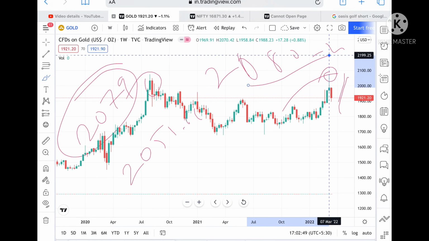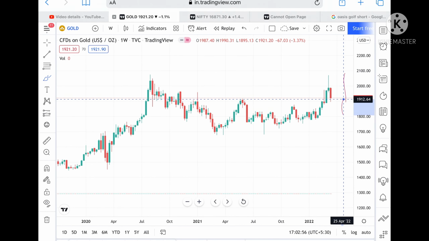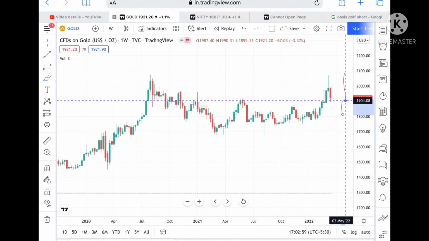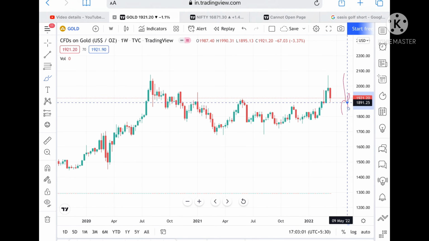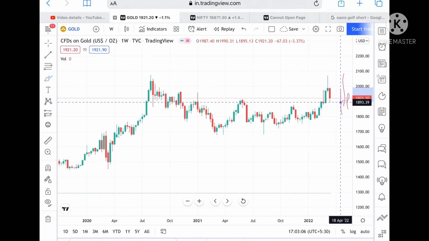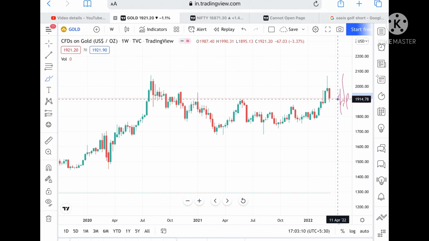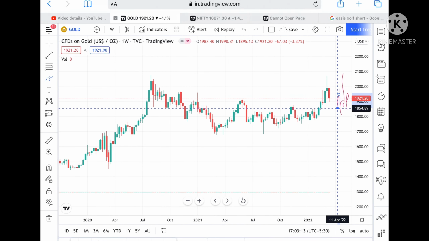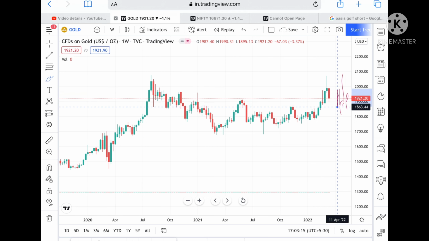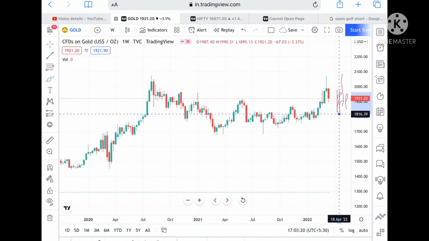But suppose the price doesn't sustain this level, then the probability will be high that it can move further low. If this level doesn't sustain, it can touch a level of 1904, and from there it can touch a level of 1895. If the price goes below this level, it can touch a level of 1878, and from there it can go further low towards a level of 1854. If the price goes below this level, it can move further low towards a level of 1833.